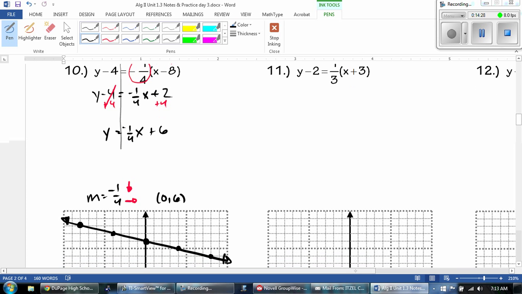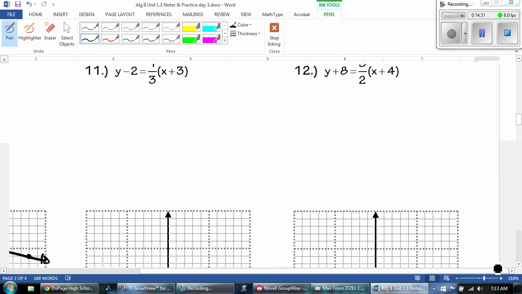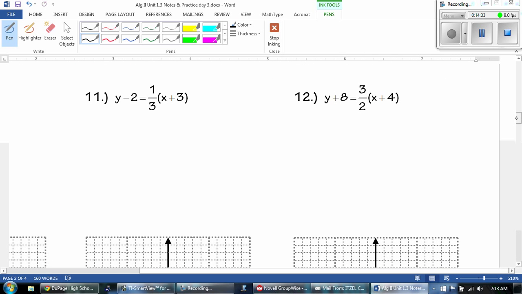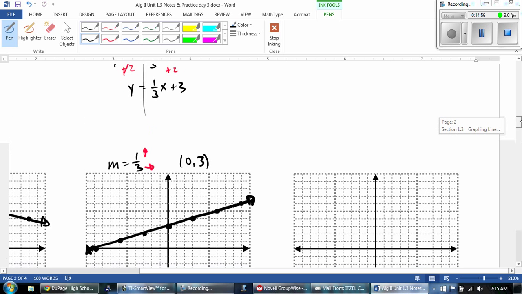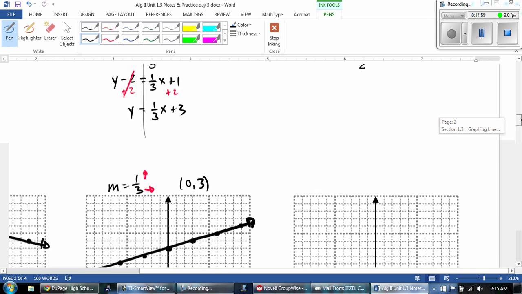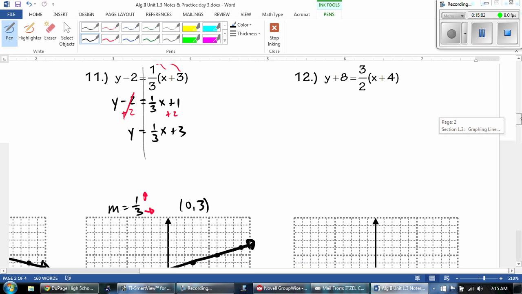All right, number 11. Let's see if you guys can do number 11 on your own. Go ahead and pause the video, and good luck. Okay, there's my line. So my slope was 1/3 and my y-intercept was 3, which means my equation was y equals 1/3 x plus 3. Distribute the 1/3, add the 2, and there you go.